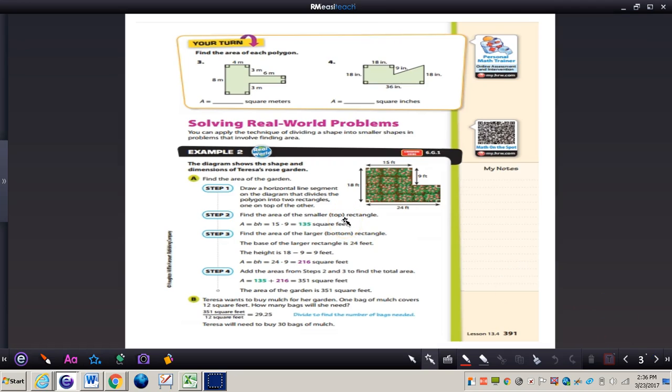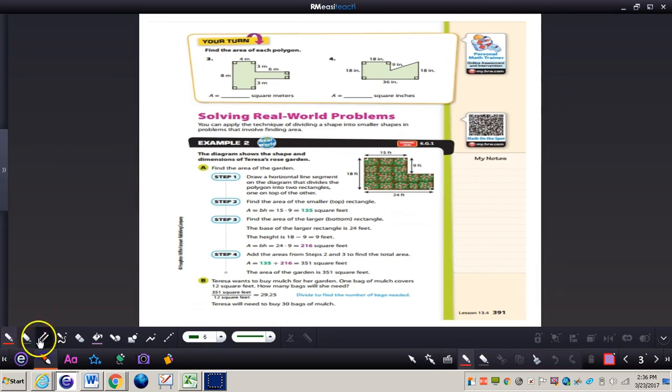Now let's take a look at number 3. We're going to do these together. So first of all, we're going to find the area of each polygon. And the first thing we want to do is divide these up into shapes that we can figure out. Okay, so I'm going to draw a line right here. I'd like you to do that as well.